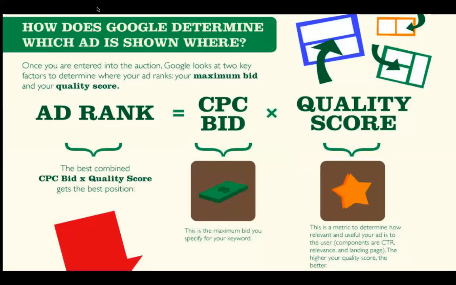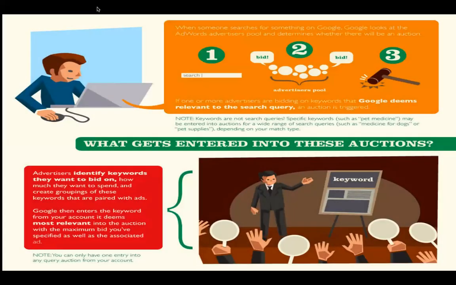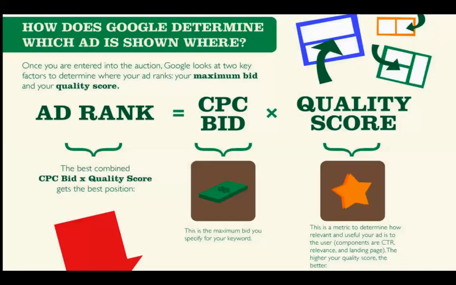Now, guys, if you don't understand today's session, understand Google Ads very well. So you need to be very attentive. I want to repeat for those who have not understood, because some of you take this for granted. Okay. How does Google determine which ad is shown where?